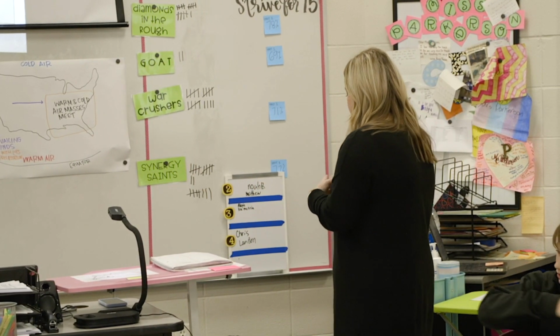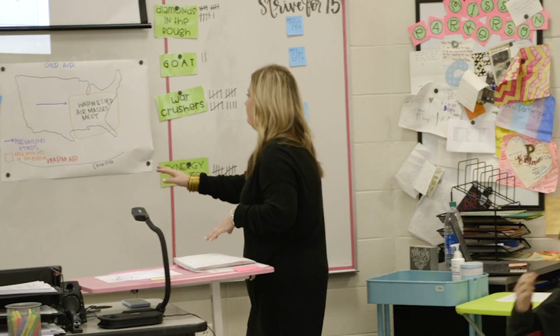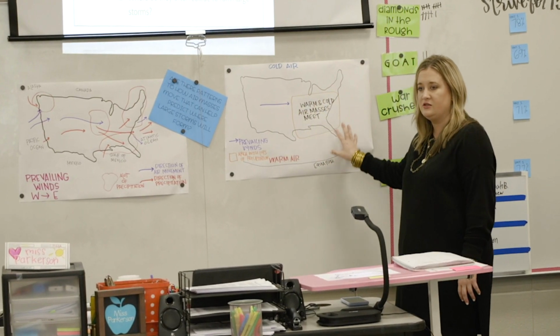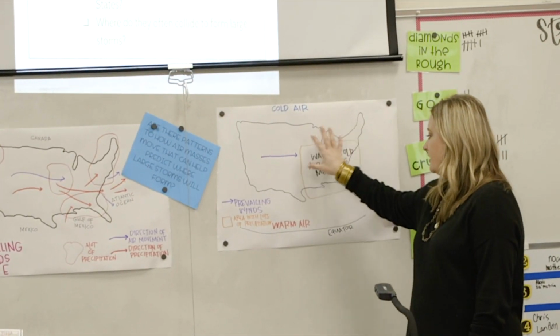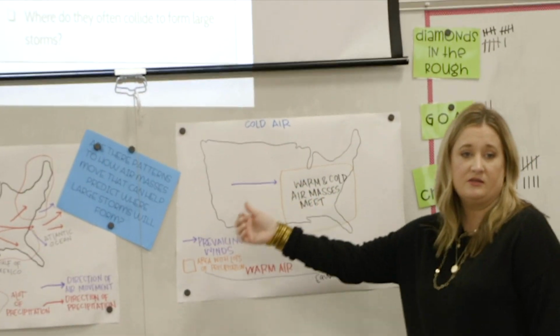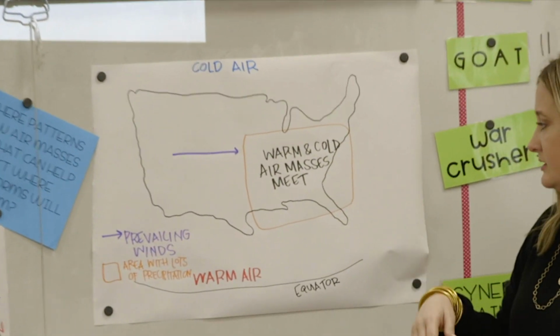Okay, so we know that where warm and cold air collide, that's called a what? A front. And what happens at a front? Precipitation. And so we have this warm air coming from the equator, this cold air coming from the north. They're colliding right here. Now we're seeing these large storms form over here in the east with the prevailing winds moving those air masses towards the east.